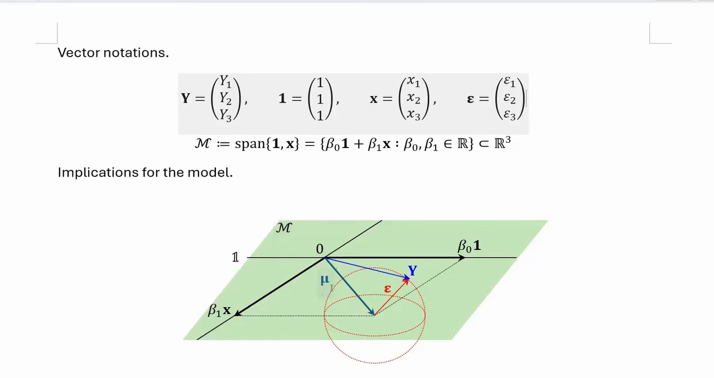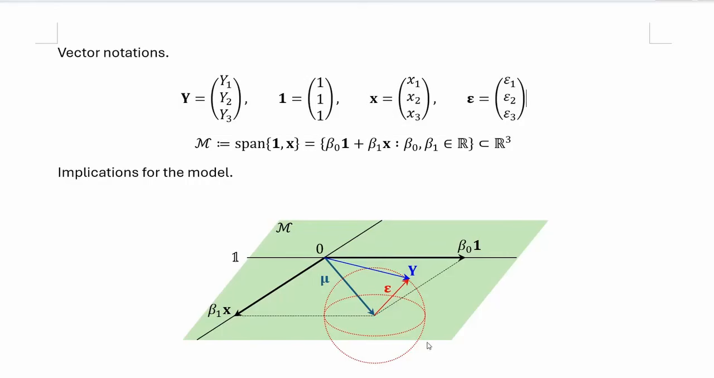So the mean response vector always lies in the lower dimensional subspace of R3, regardless of the values of the coefficients beta naught and beta 1. And now we just perturb this mean response vector by a random noise epsilon, which is the red vector. And the resulting sum of mu and epsilon is a random response vector Y. Because of the randomness in epsilon, Y does not necessarily lie in the same plane as mu does.